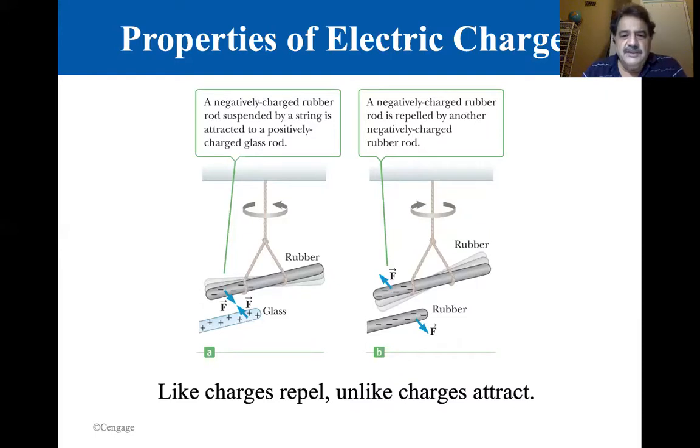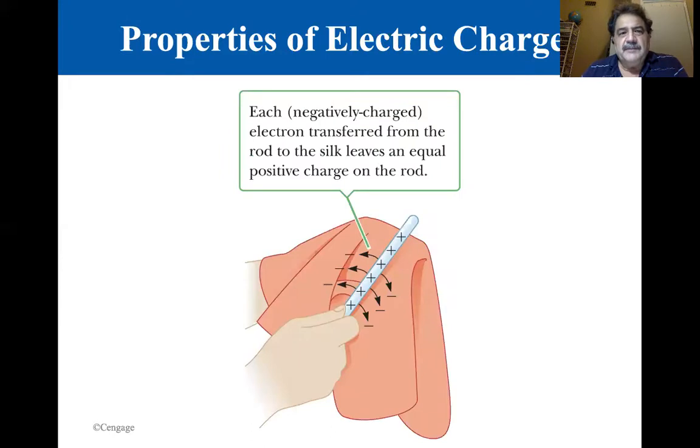Okay, there's the text: like charges repel, unlike charges attract. Each negatively charged electron transferred from the rod to the silk leaves an equal positive charge on the rod. So we're not creating charge. If you transfer charge from one to the other, there's an equal amount of charge taken off as there is put on the opposite item.